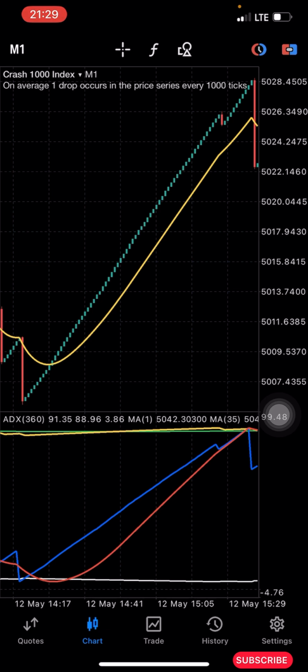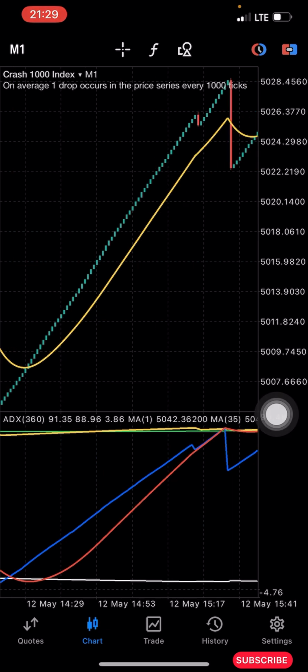Now you can see that we have these two levels here. This is the overbought and the oversold level, right? And this is the moving average we added on our chart. If you add the average directional movement index, you are going to have this white line here and this green line here.